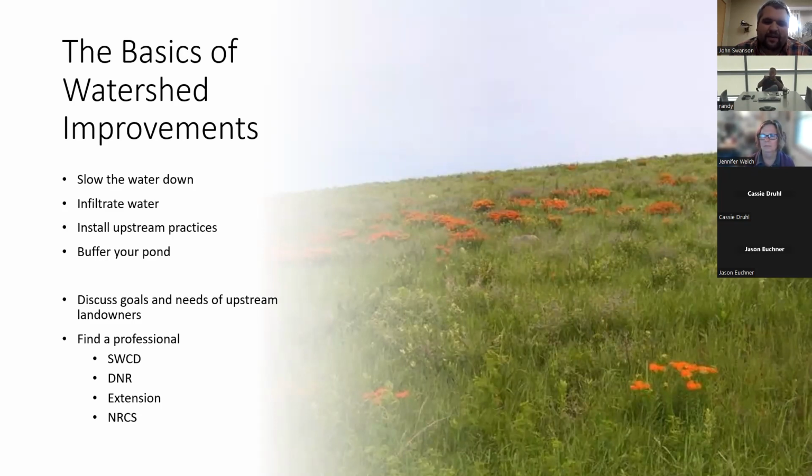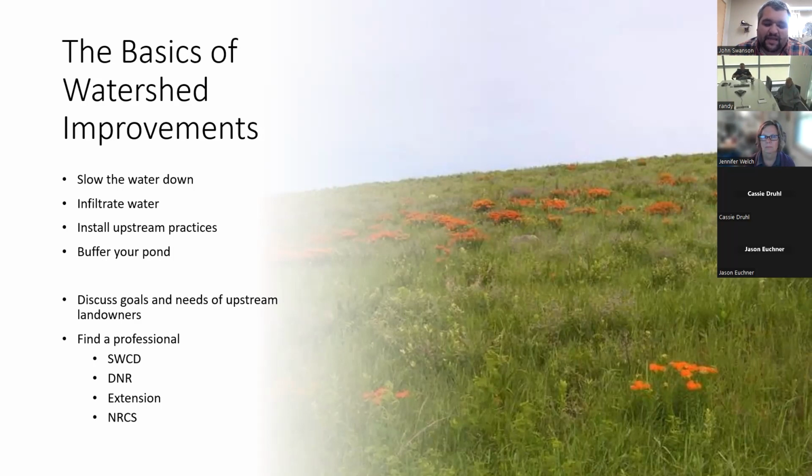But the basics is your goal is to slow the water down coming into your pond, to infiltrate it, which means to get it to soak into the ground and not run straight into your pond. And usually you're going to do that by installing something upstream that's going to help slow that water down and get it to soak into the ground or drop out the sediment before flowing into your pond. But many times you may not own the upstream land, or you may not own all the houses around your pond. So oftentimes you're going to have to work in partnership with someone upstream of you.